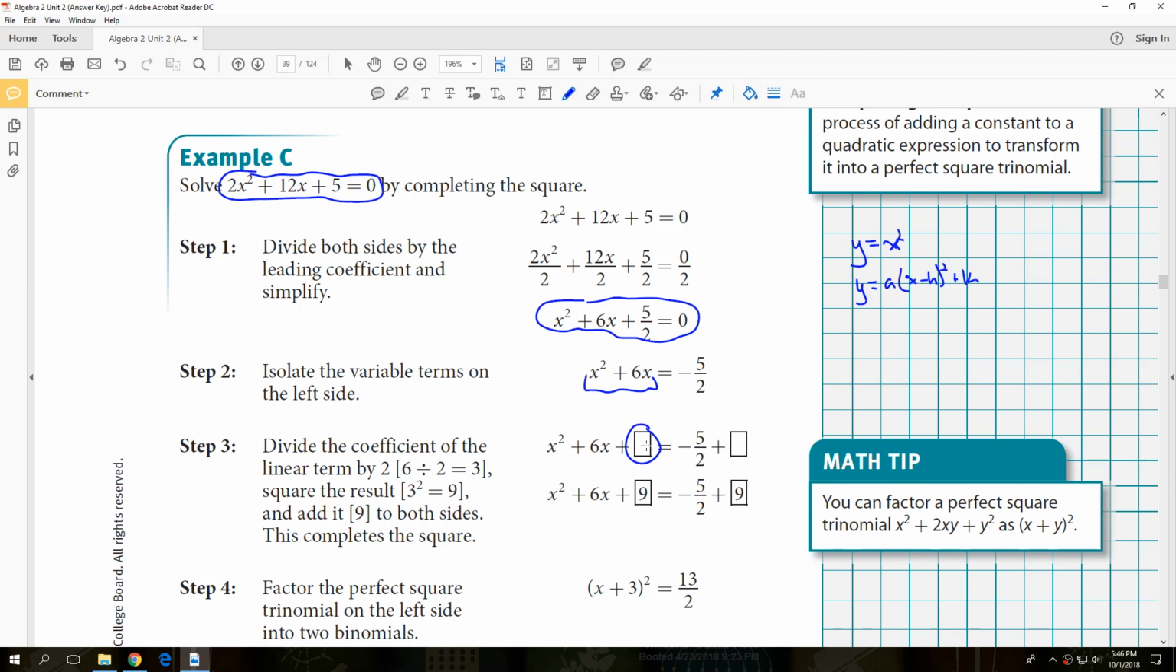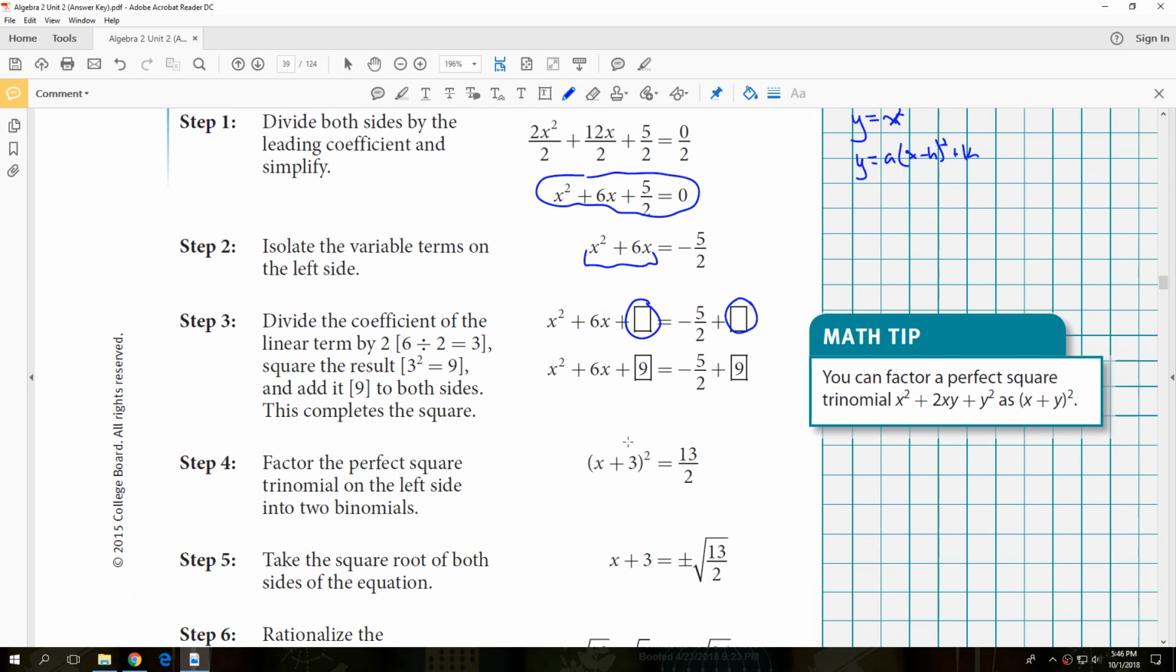Now, since we add a nice number over here to one side, remember algebraically, we always have to add that nice number over to the other side as well, okay? All right, so let's go about doing this. So how do we come up with this nice number?